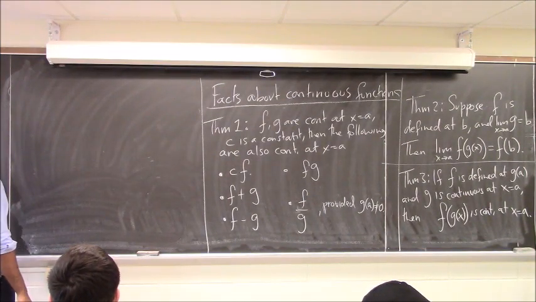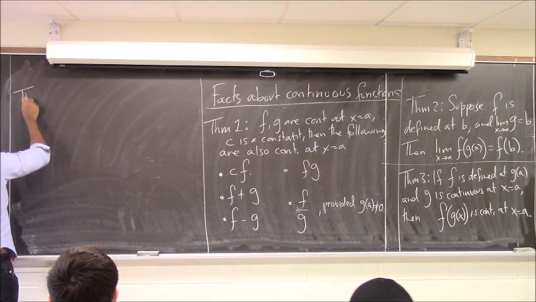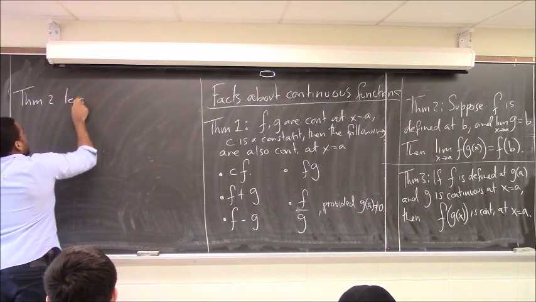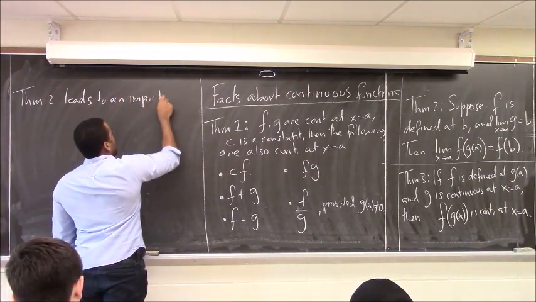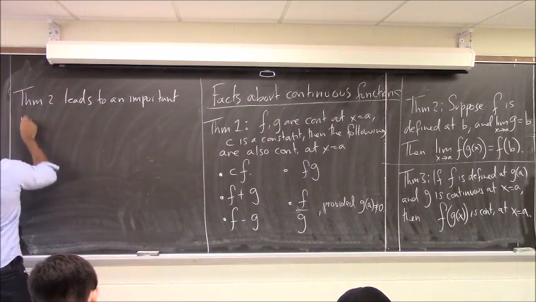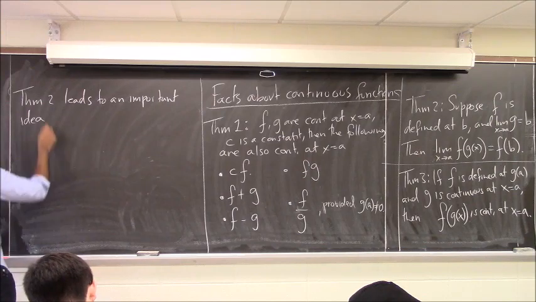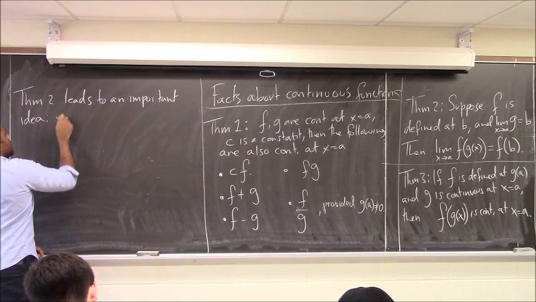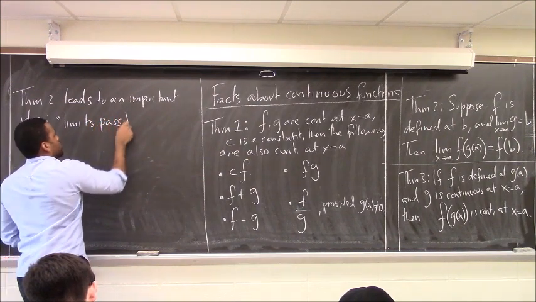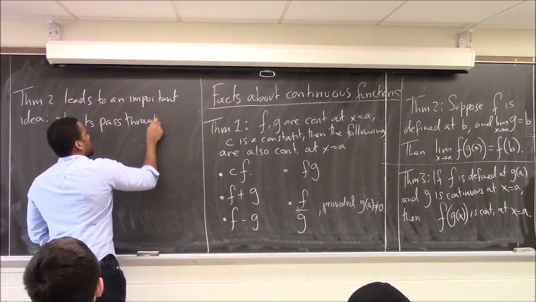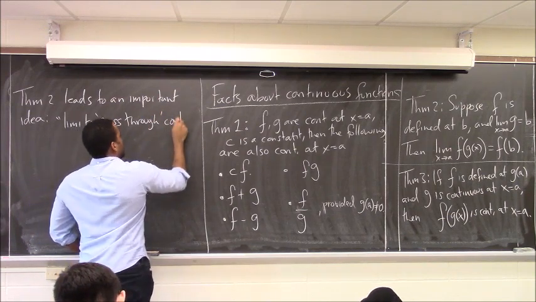Another consequence here: theorem 2 leads to an important idea that we'll use at least a few times, but it's something that people use a lot in general. And that is the idea that limits pass through continuous functions.